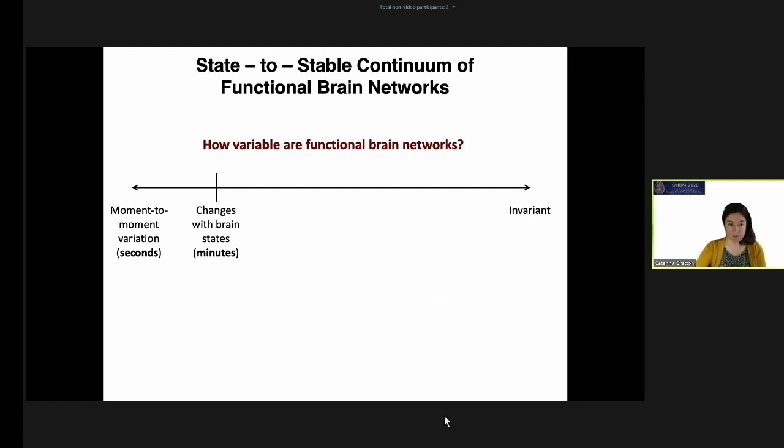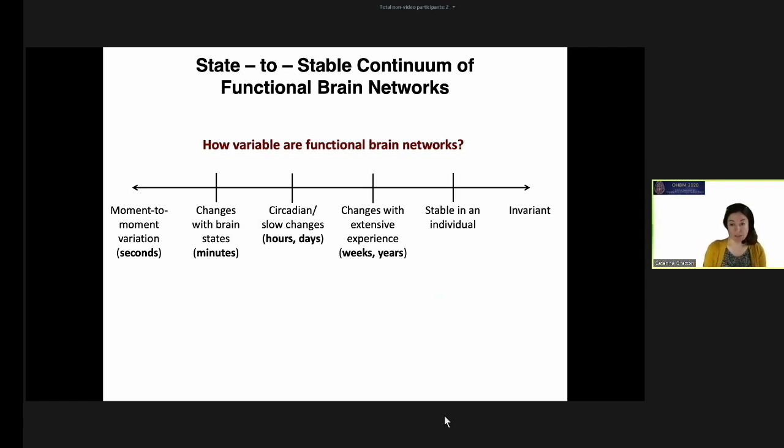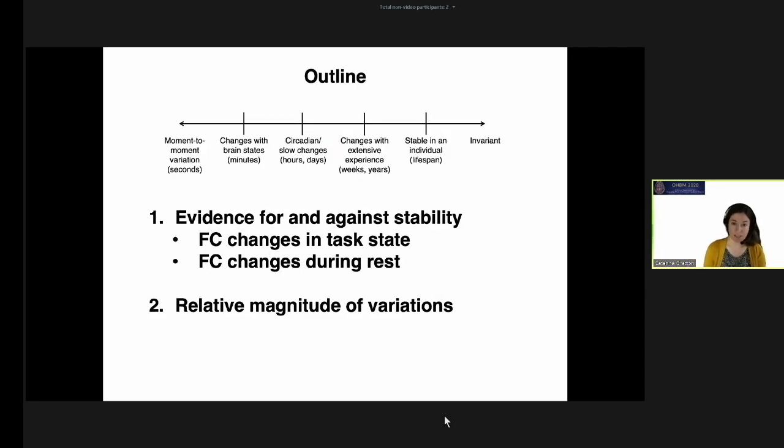Intermediate to this, these functional networks may change over the course of minutes as we enter into different brain states. And here by brain states, I mean things like states of arousal or task states where we're asked to do different types of tasks. We might think that they change more slowly over the course of the day, for example, with circadian rhythms, that they only change over the course of weeks or years with natural developmental trajectories or with extensive new experience in particular tasks, or that they may be fundamentally stable within an individual, but vary meaningfully across individuals. So my talk today will focus on these different aspects of variation.